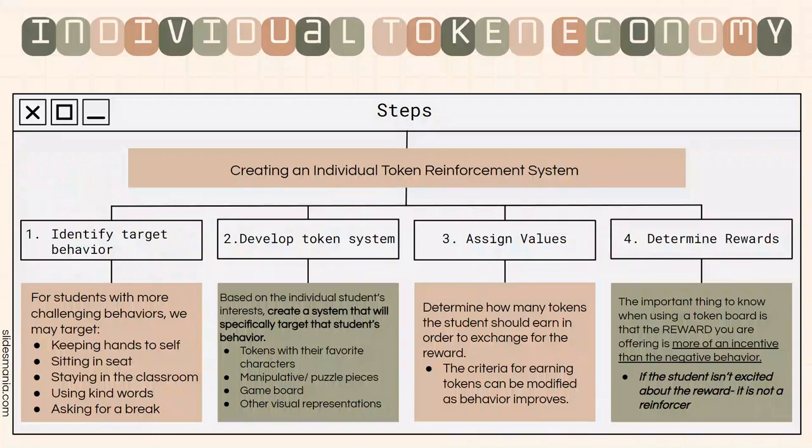Then we need to develop the token system. Based on the individual student's interests, create a system that will specifically target that student's behavior. Next, we assign values. Determine how many tokens the students should earn in order to exchange for the reward, and determine the rewards. The important thing to know when using a token board is that the reward you are offering is more of an incentive than the negative behavior. If the student isn't excited about the reward, it's not a reinforcer.